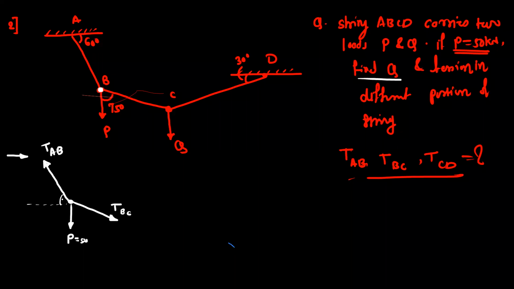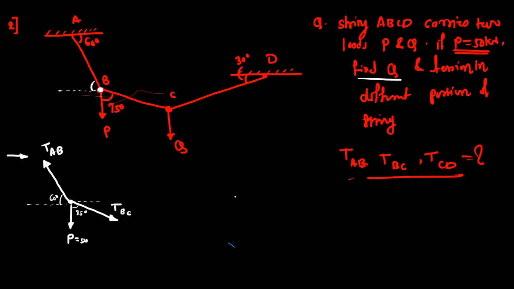This angle is equal to 60 degree, because this angle is given as 60 degree. If you draw one horizontal line, this will be the alternate angle. So this is 60, and this is 75 degree with respect to the y-axis. So this angle is 75 degree. Here you can use summation Fx and summation Fy, and you can find the value of tension BC and tension AB.